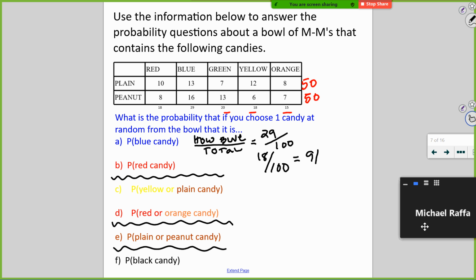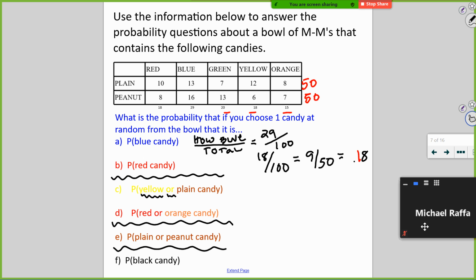Good, yep, 9/50. So, the benefit of going and doing a decimal is that you don't need to worry about it being simplified. Okay? All right, the second one. The second one, right? Any questions on those two guys? The second one is an or, right? And it says yellow or plain. So you got to be careful on this one.